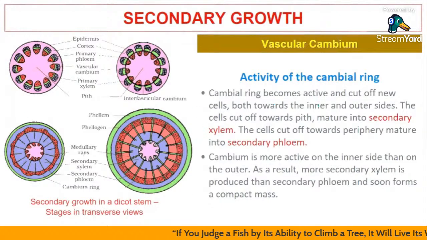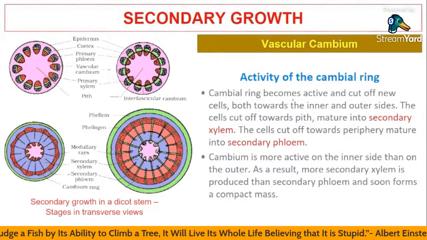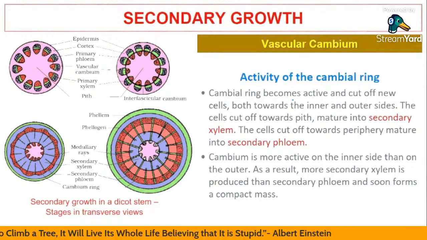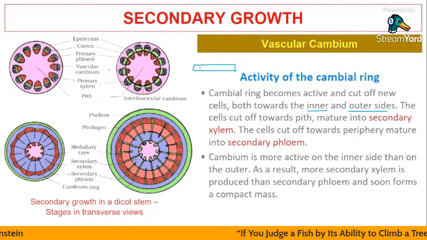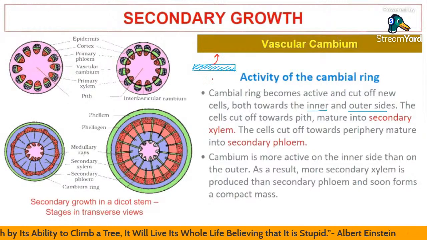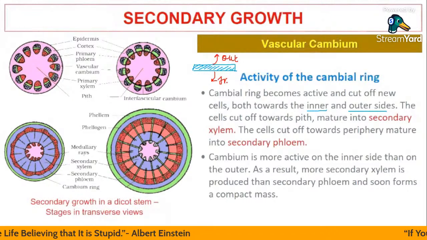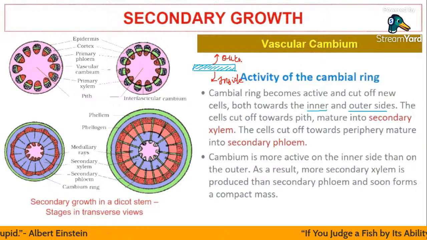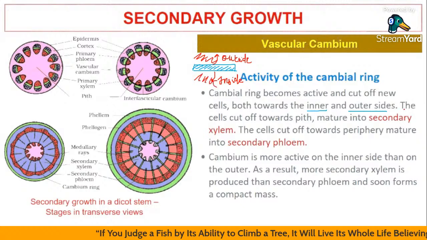Cambial ring becomes active and cuts off new cells both towards the inner and the outer sides. Suppose this is a cambium, I'm just illustrating it with a diagram. This cambium will mature and start dividing towards the inner side and towards the outer side. This can be called the outside and this can be called the inside. It starts dividing outside and inside.